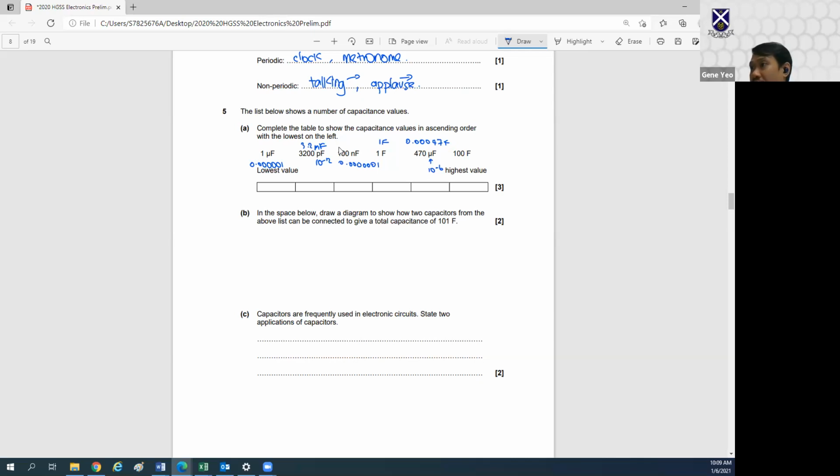I've got all my values in order. I'm going to arrange them in ascending order. So the smallest one will be here. So the smallest is the pico, right? Because already if I convert it to nano, it's already smaller than 100 nano. So my smallest would be 3200 picofarad. Okay?